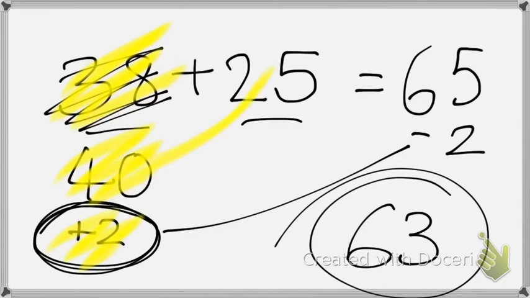Then we went 40 plus 25. And then at the end, we minused 2 to compensate for the fact that we plussed 2 at the start. Okay? This is the compensation strategy. I'm going to give you another one now so that you can have a try. Have a go at this one on your own.